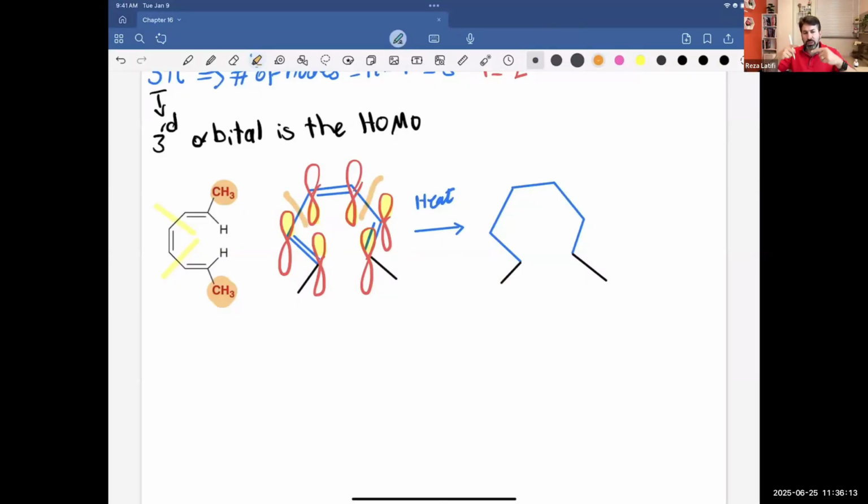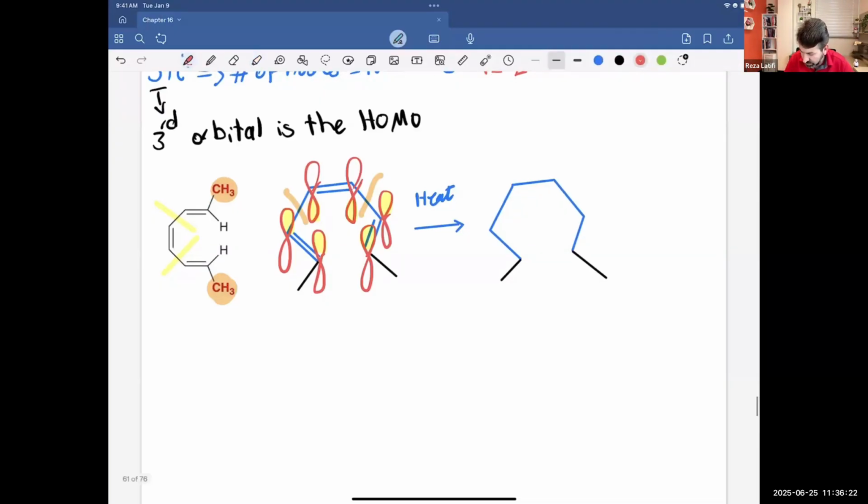Okay, now I'm going to move them in a way that those yellow lobes are going to be facing each other. Okay, so here you go. We have the yellow lobes facing each other. I'm going to highlight them. Okay, now we managed to get sigma interaction between those two.